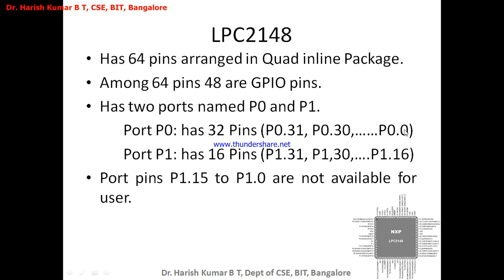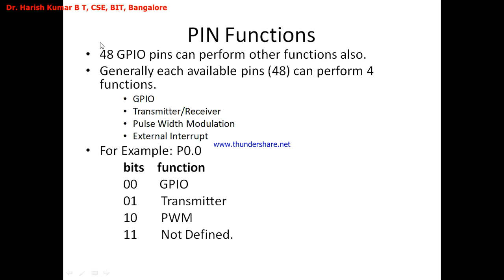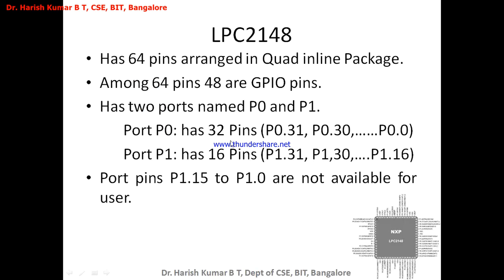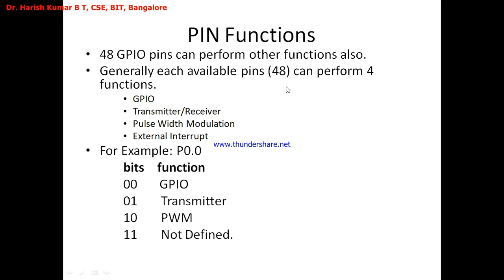Port 0 has 32 pins, named P0.0 to P0.31, and similarly port 1 has 16 usable pins from P1.16 to P1.31, while P1.15 to P1.0 are not available to the user. Next, these 48 pins, grouped into two ports, port 0 and port 1, can perform other functions also. So it's not like you can use these 48 pins, 32 here and 16 here, only as general purpose input output pins, but you can use those pins to perform other functions also.